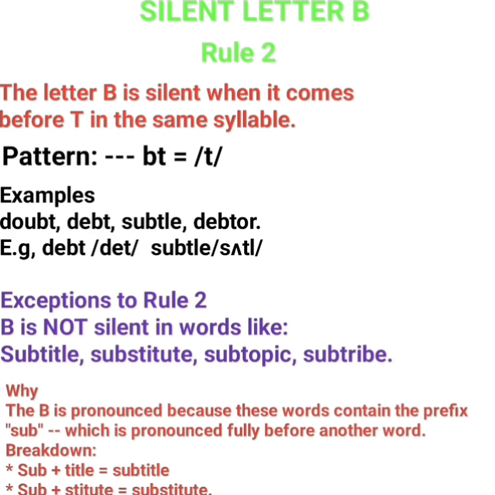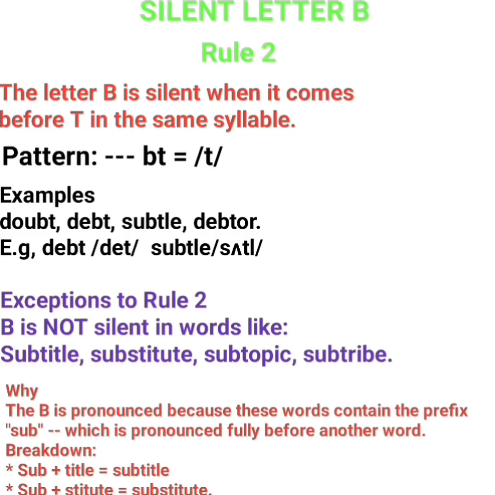are silent. The second rule for silent B is that B is silent when it comes before letter T in the same syllable. So whenever we have letters B and T put together, B will be silent. So the examples: doubt, debt, subtle, debtor. I say debtor, I do not say debtor with the B. I do not pronounce B because B is followed by letter T, so B there is silent.